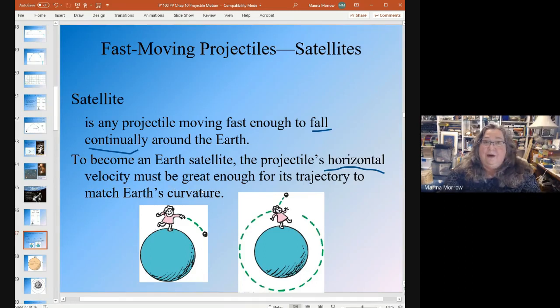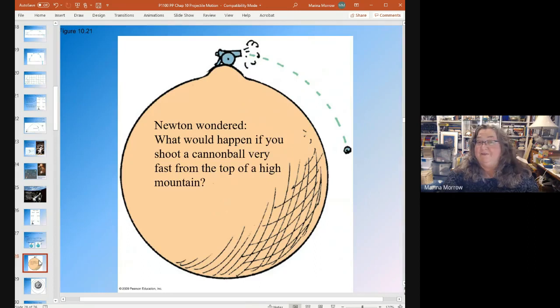So when you throw a ball, it usually falls down to the Earth because you can't throw it fast enough. If you could throw it fast enough that its trajectory matched the Earth's curvature, then you could have this situation. The girl throws the ball, it goes all the way around the Earth, bonks her in the head. So when it's fast enough, it doesn't just fall down to the Earth in a curve. It curves, but it's too fast to actually hit the surface.